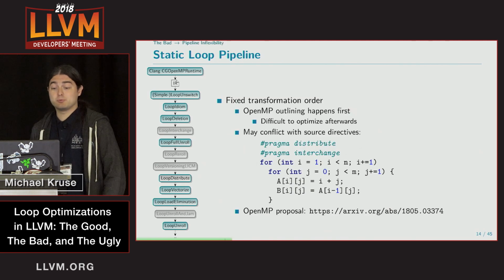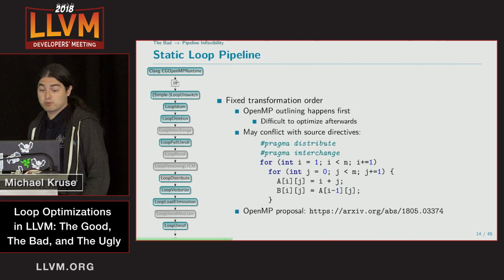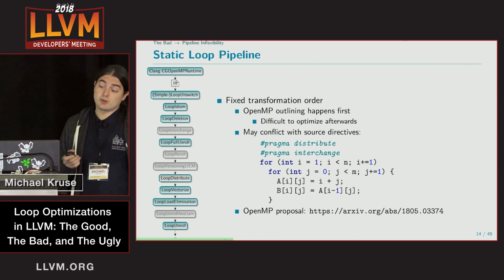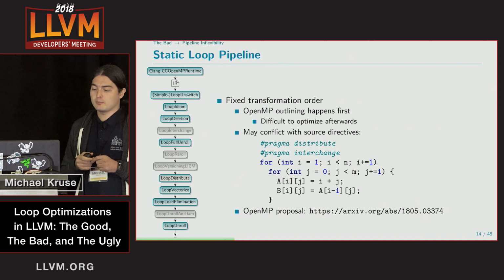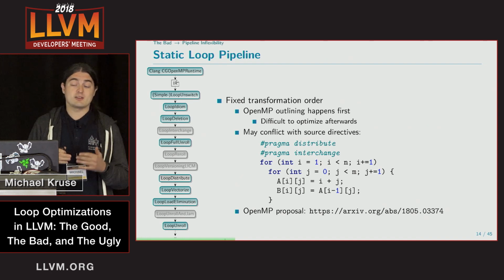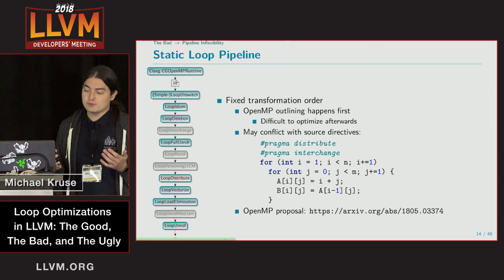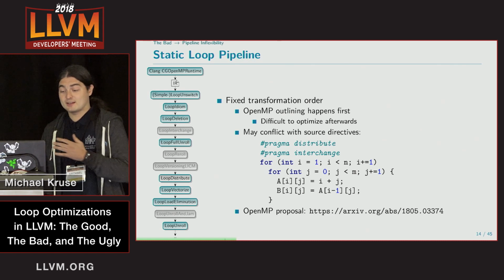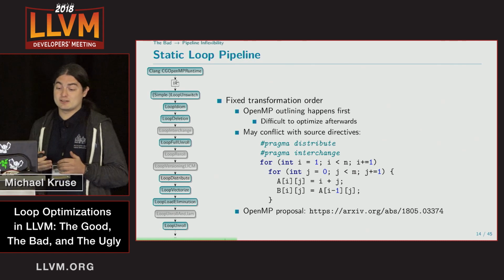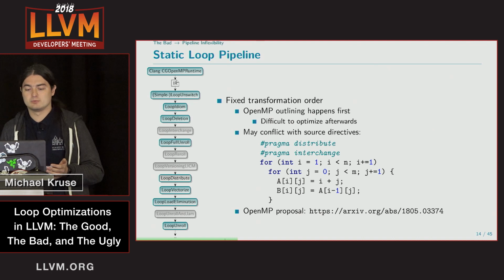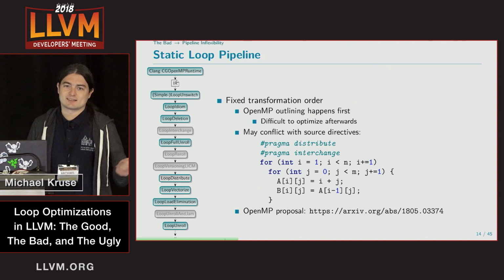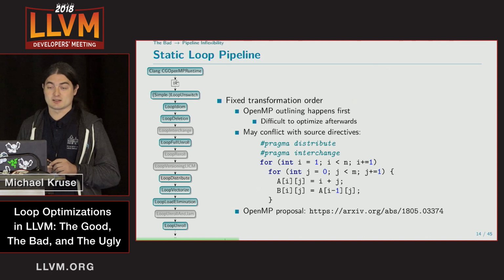We also have a static loop pipeline. I give the example with the pragmas. If you want a specific order of the pragmas, for instance first interchange and then distribute, we cannot do that, because loop interchange, if activated, takes place before loop distribution. This is something we cannot realize in the current pass pipeline.